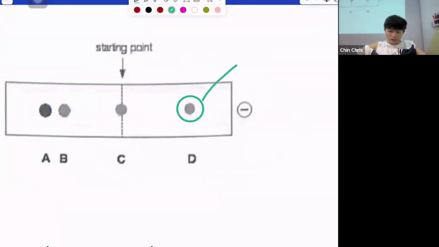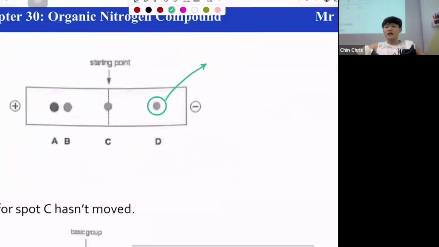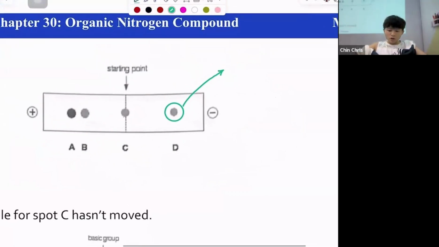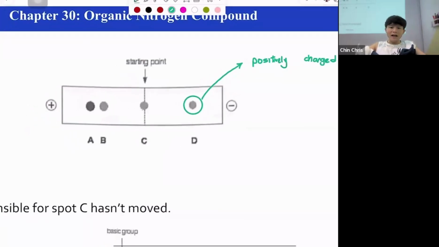And guys, look at spot D. Is it positive charge or negative charge? So spot D must be positively charged, correct? Because it's moving towards the negative plate. Am I right? Yes. All right, guys, next.